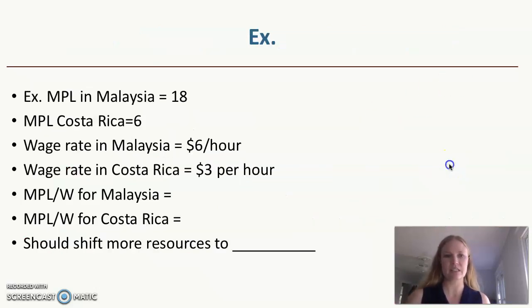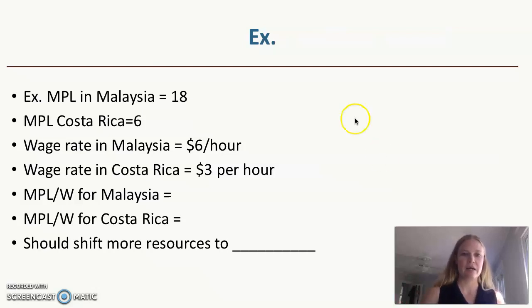The easiest way to see this is with an example. So let's say you're producing in Malaysia. The marginal product of labor in Malaysia is 18. And this is the marginal product. It's the product of the last person hired, right? It's not of all the people in Malaysia. Marginal product of labor in Costa Rica is 6. So which one is more productive? The people of Malaysia. However, the wage rate in Malaysia is also higher, right? So the wage rate is $6 per hour versus the wage rate in Costa Rica, which is $3 per hour.